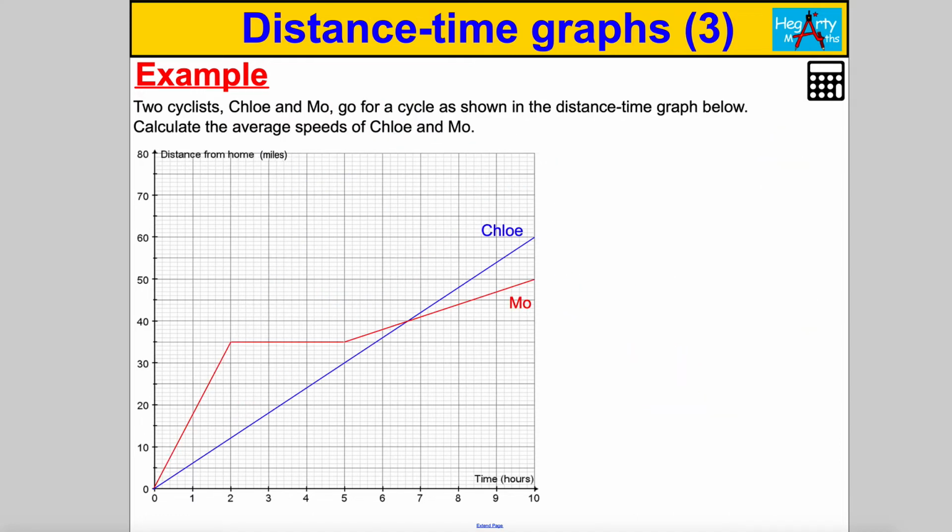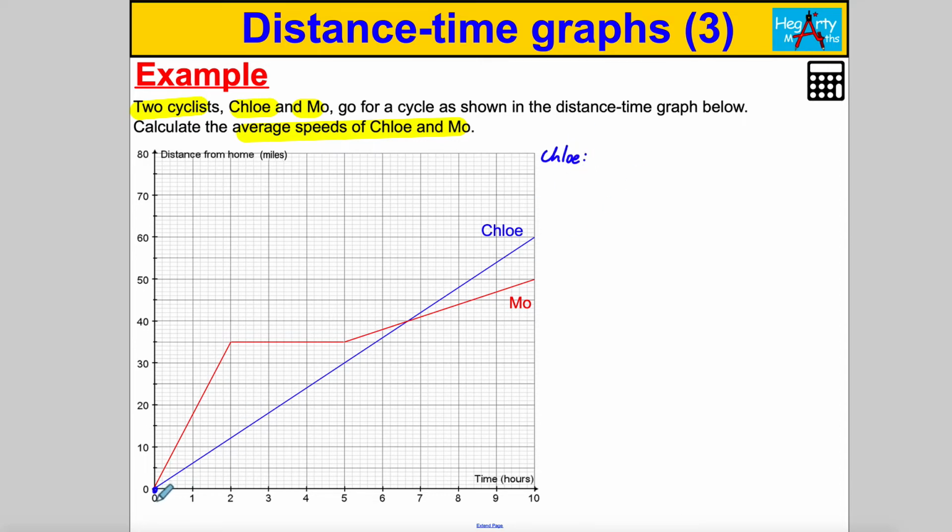Okay, next question. Pause and have a go. So we've got two cyclists, Chloe and Mo, who go for a cycle, as in the distance time graph. Calculate the average speeds for both of them. So the average speeds over the entire journey here. So let's do Chloe first. Chloe should be a bit easier.